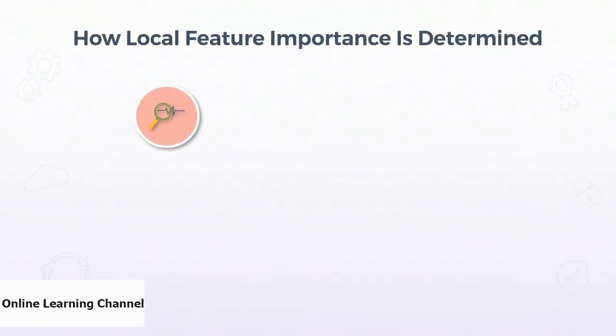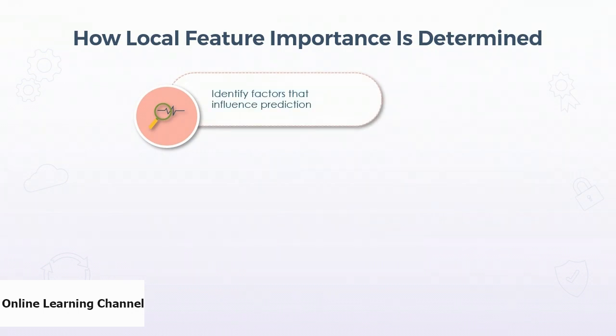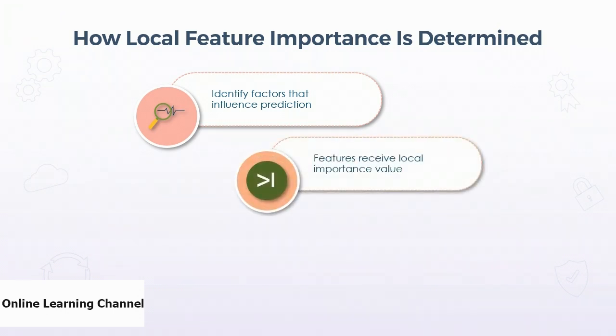So, just how do we determine local feature importance? Well, it's not too much different from global feature importance, actually. The first thing that's done is to determine which features of a particular data point seem to have the greatest influence on the prediction made by the model for that specific data point. And each of the features of a particular data point are then assigned a local importance value. You can then rank each of these features based on their importance rating. So obviously, the higher the rating, the higher the importance.